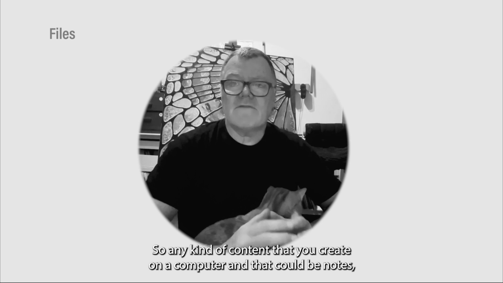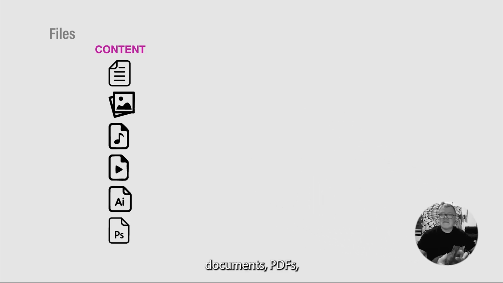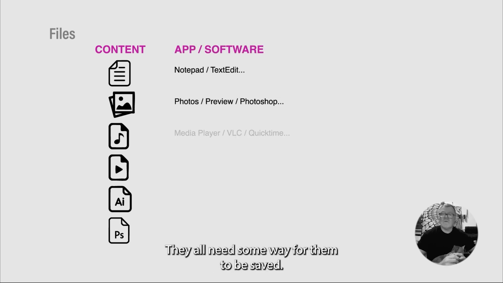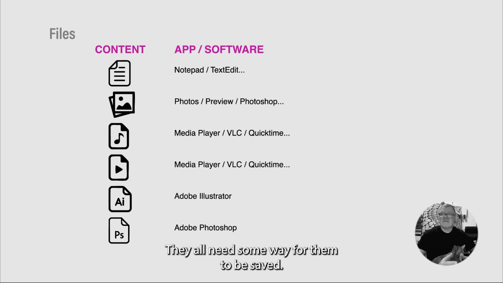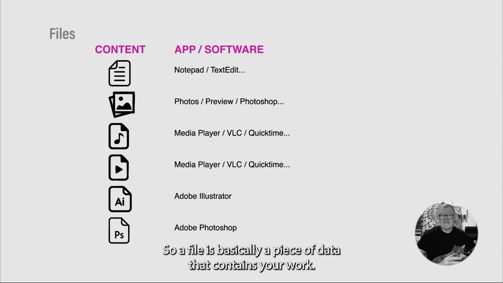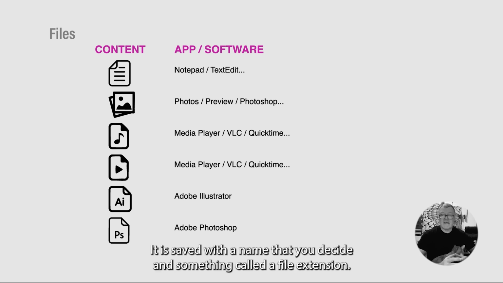Any kind of content that you create on a computer, and that could be notes, documents, PDFs, images, music files, video files, proprietary files such as a Photoshop document or an Illustrator document, they all need some way for them to be saved. And on a computer, we call those files. So a file is basically a piece of data that contains your work that is saved with a name that you decide and something called a file extension.